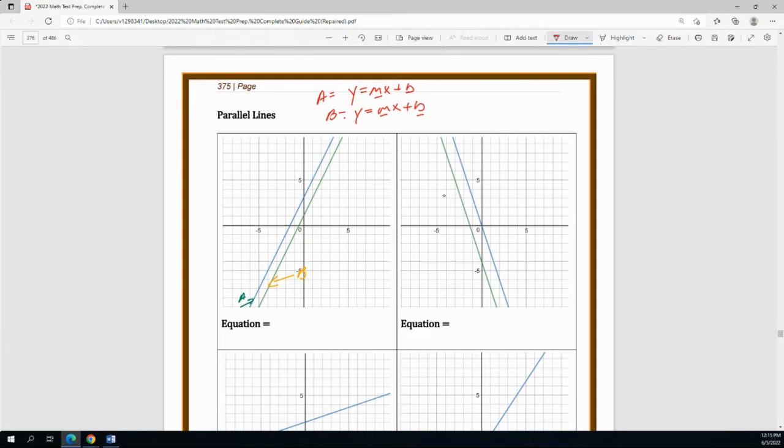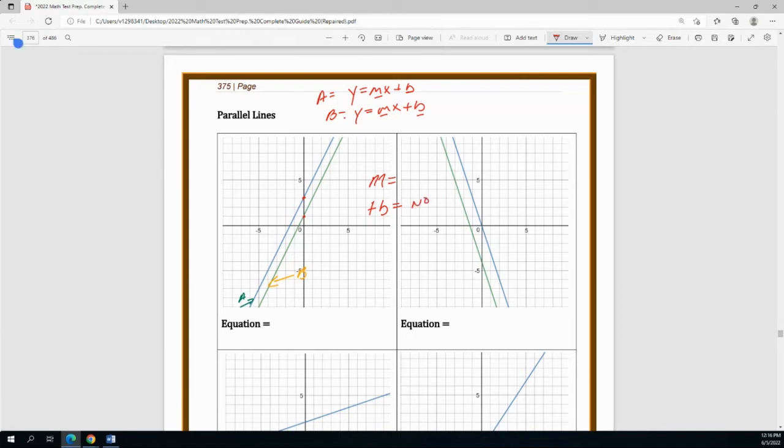I asked you a question. With these two lines, is your slope going to be the same? Or is your y-intercept going to be the same? Well, look, you can know line A hits there. Line B hits there. Are those y-intercepts the same? No.